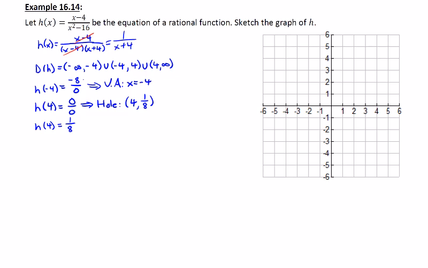Now let's talk about the horizontal asymptote. This is a bottom-heavy function, and with it being bottom-heavy, the horizontal asymptote is always going to be y equals 0.